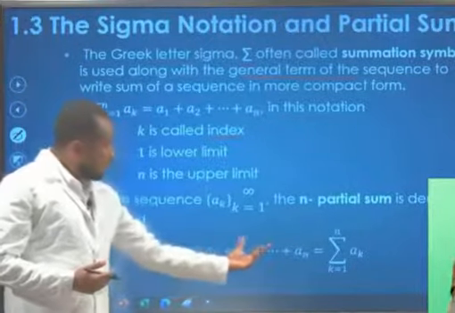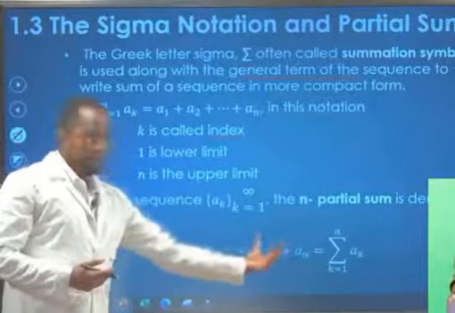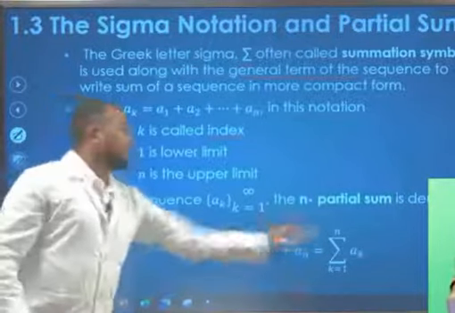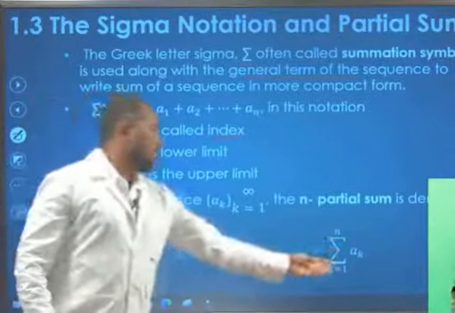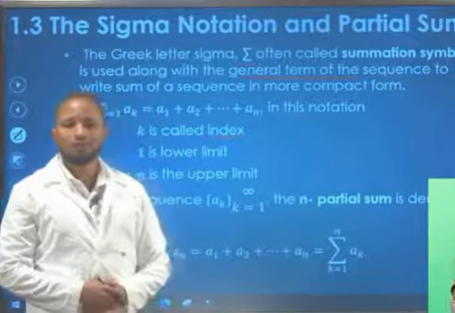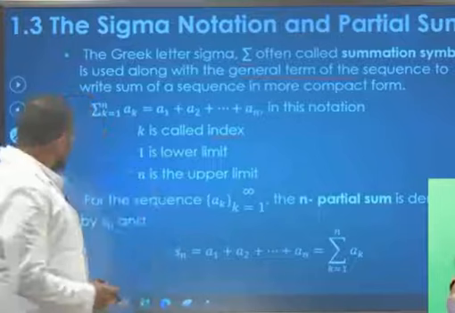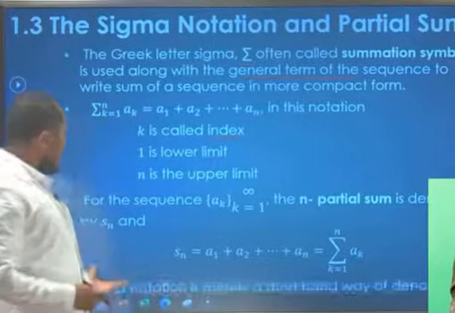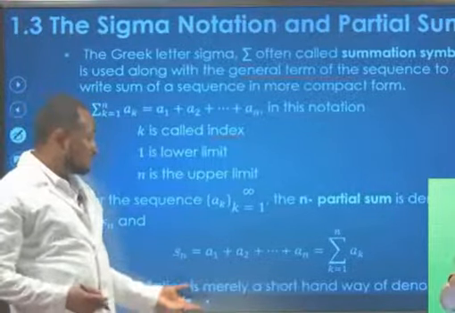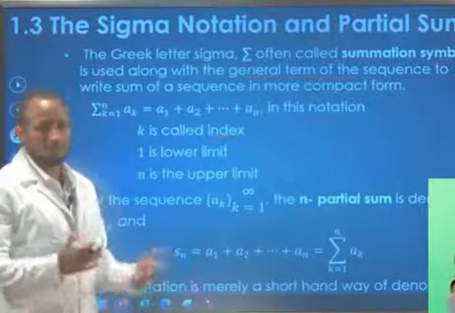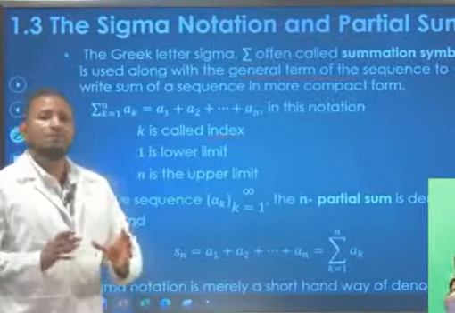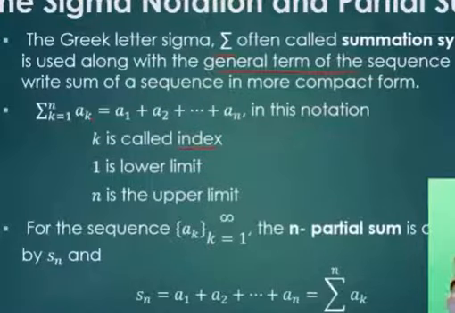When you write this in a very compact or short form, you can use the summation symbol: the summation of a_k, k starts from 1 up to n. So simply, the sigma notation is merely a shorthand notation of a sum. It writes the sum in a very compact form. That is its simple use. So let's proceed to the next part.